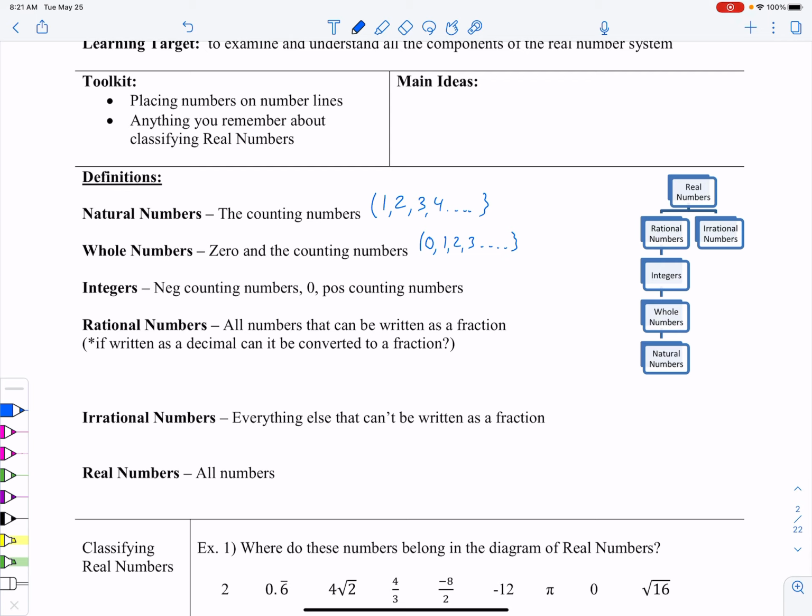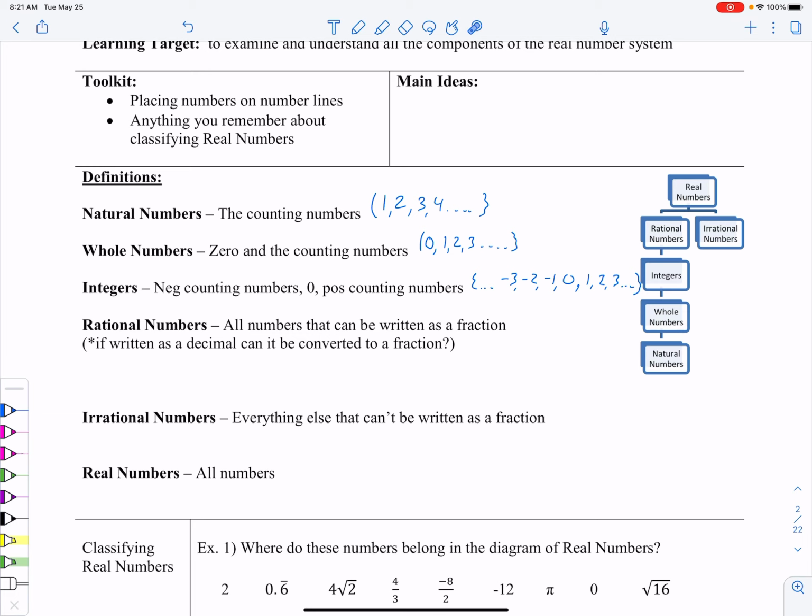Then we have integers. So now we're going to add in the negative counting numbers, but it still has to be like -1, -2, no decimals in between. So these go all the way down to negative infinity: -3, -2, -1. It does include 0, 1, 2, 3, and then going up to positive infinity.